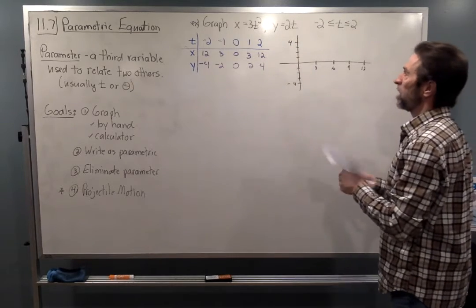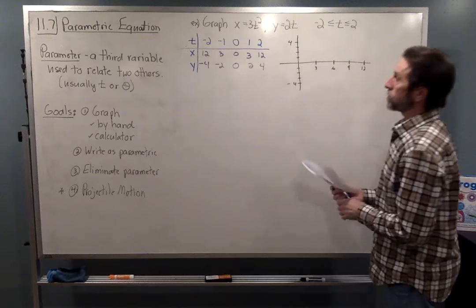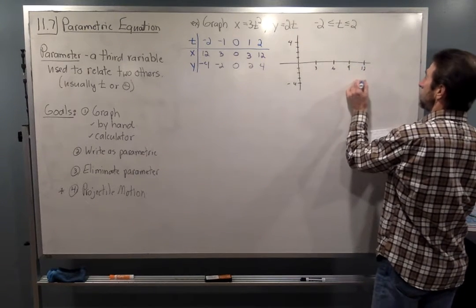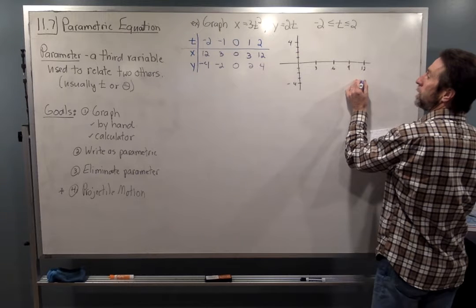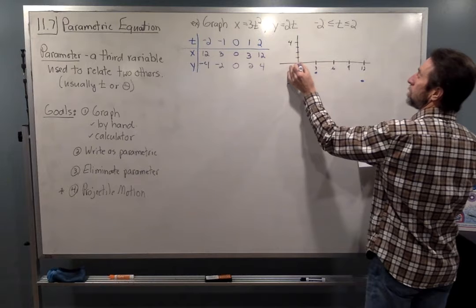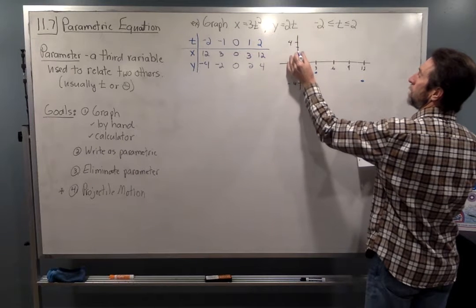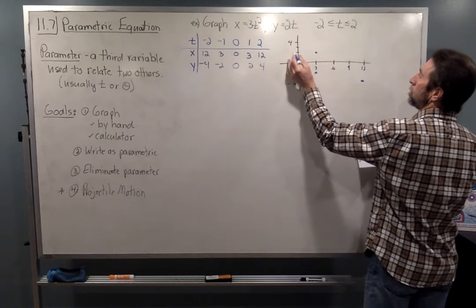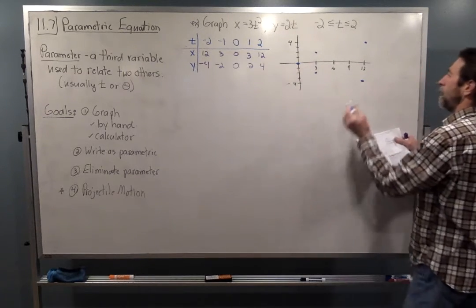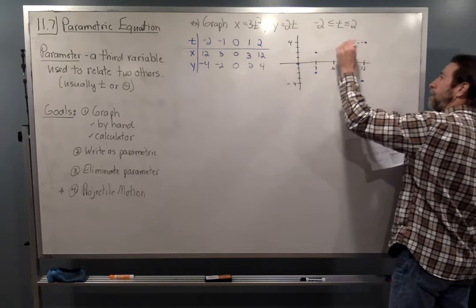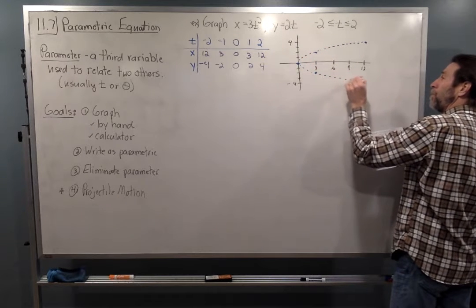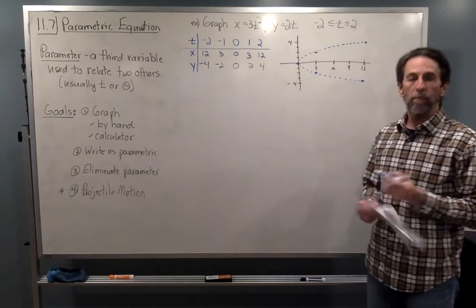So if I do want to graph this function, I just plot the points. (12, -4) is one of them. (3, -2). (0, 0). (3, 2). (12, 4). Now, if I would continue this and plot in more points, we would basically see this is a sideways parabola.